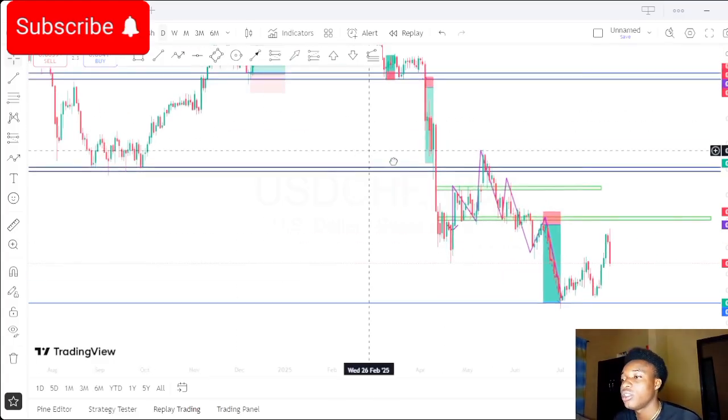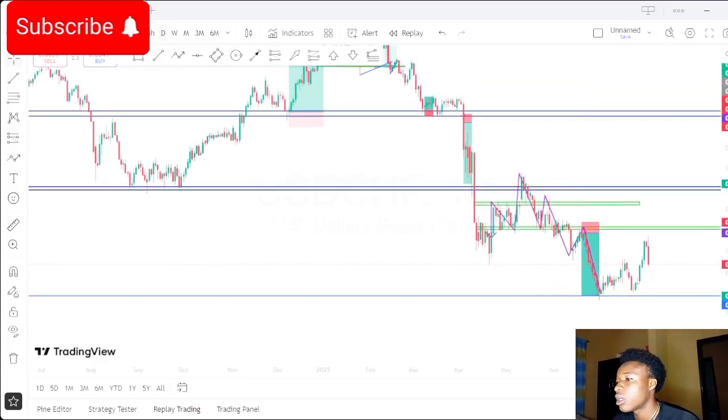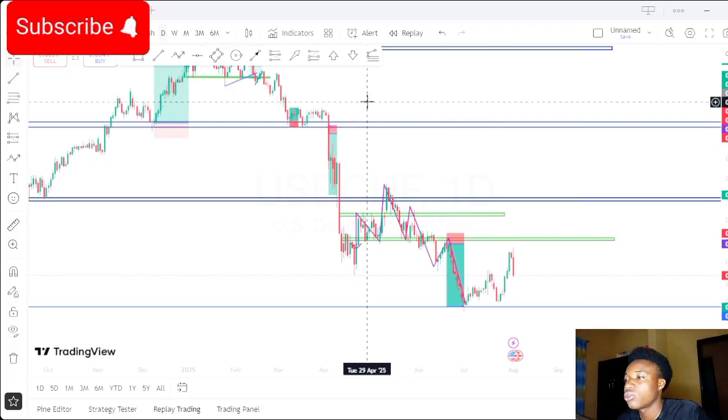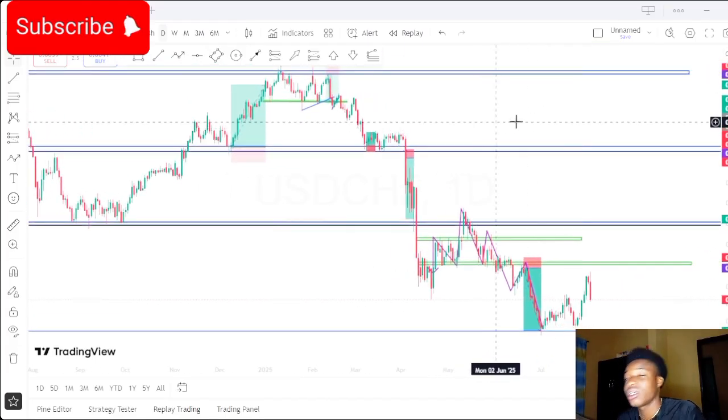So if you are confused about how to spot head and shoulder pattern, you need to take your time, give it time, relax your mind, and figure it out. It's not hard. It's not hard to understand. It's not that hard to understand.